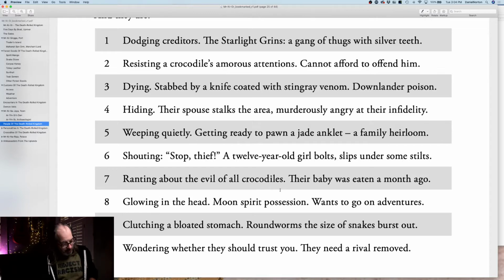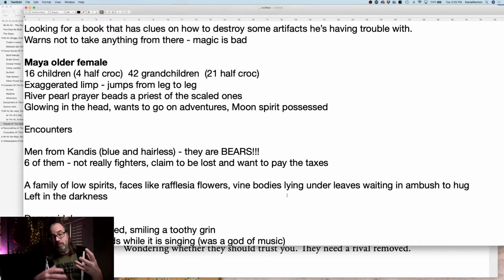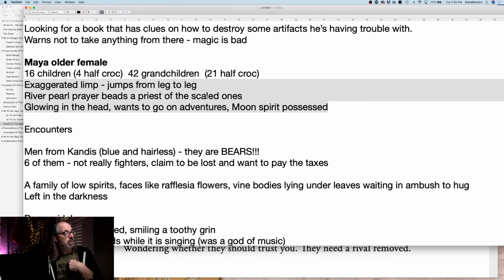So what's important when you're doing this is that as you let the conversation go back and forth between you and the player, you need to make notes, because what's going to be important is that this stuff is consistent, right? So all I knew was the exaggerated limp, she jumps leg to leg. Pearl prayer beads. She's a priest of the scaled ones. And then glowing in the head, right? So this is what I got from the book.